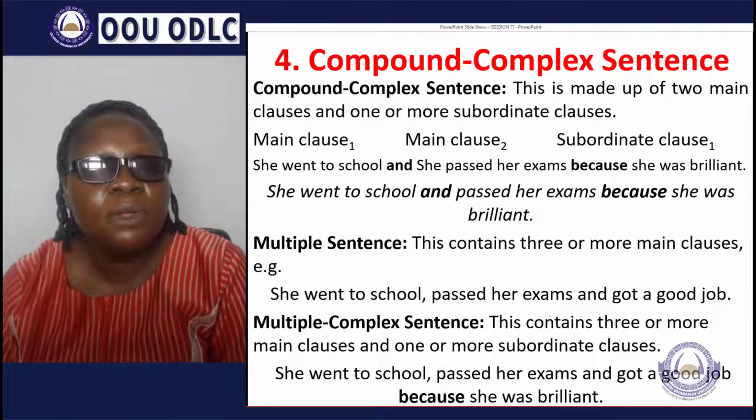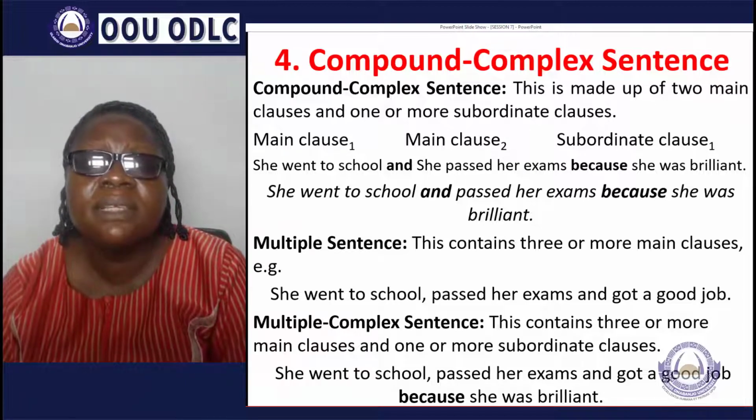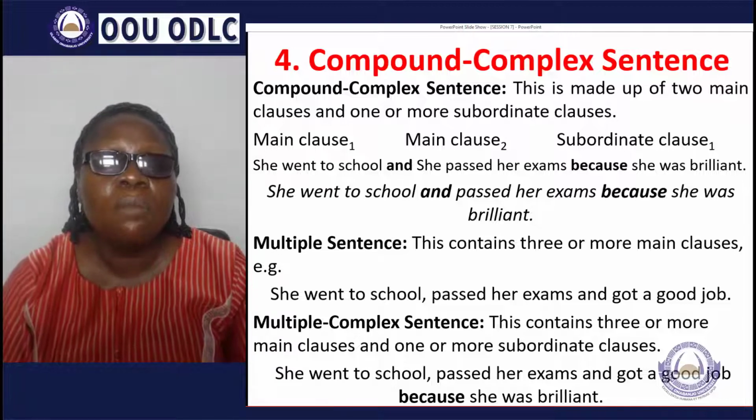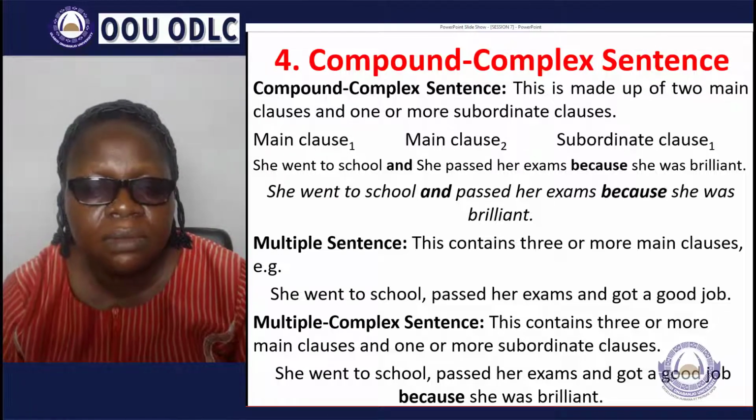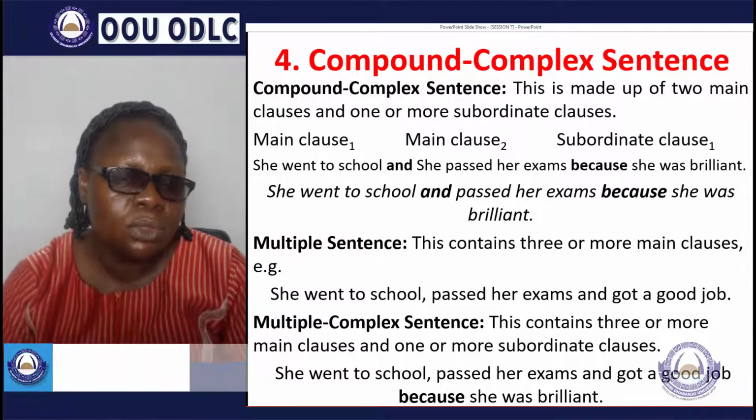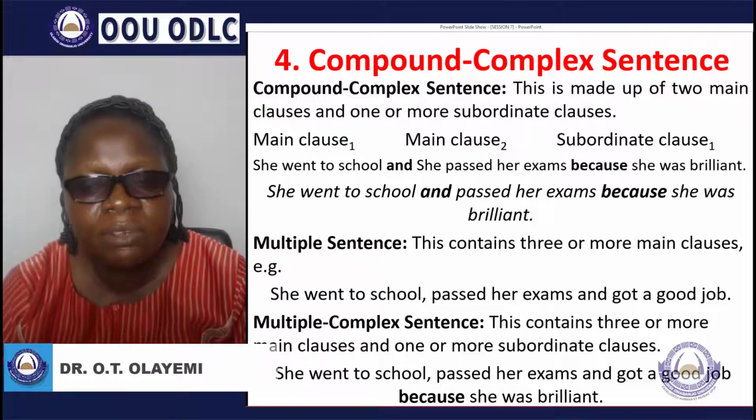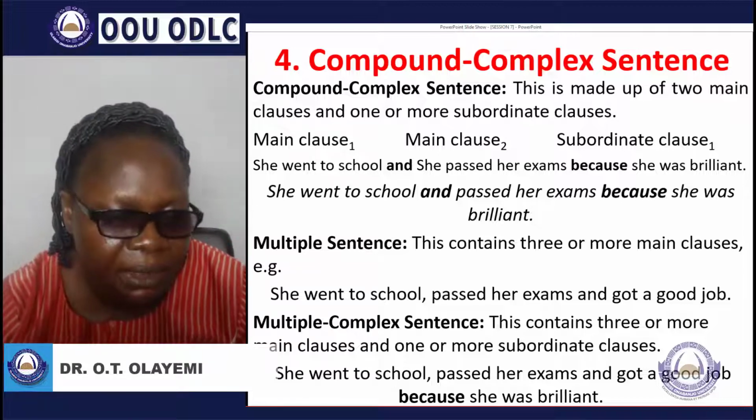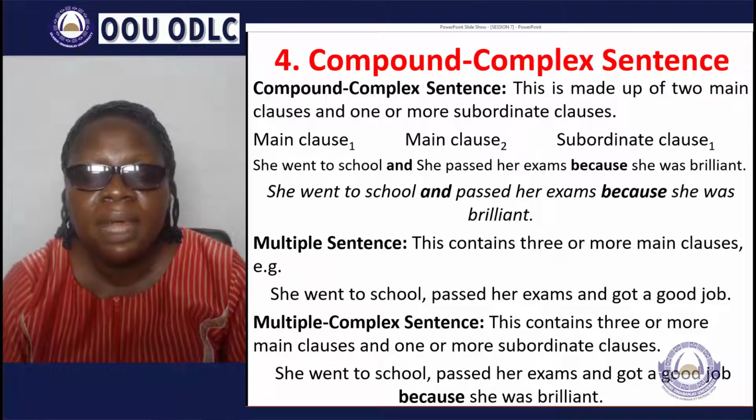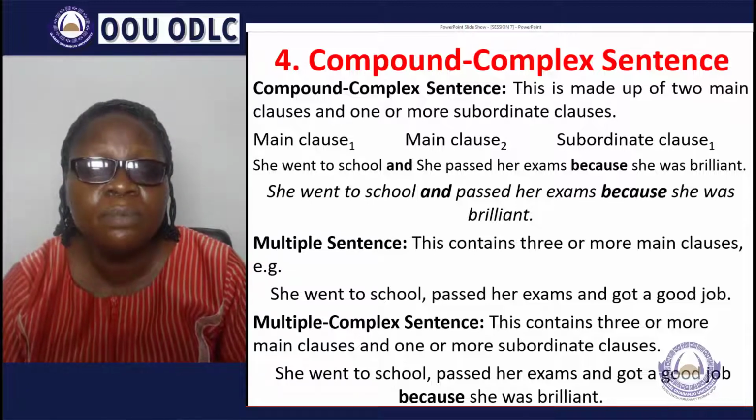Now, let's talk about number 4, compound complex sentence. The compound complex sentence is made up of two main clauses and one or more subordinate clauses. We have main clause 1, she went to school. Then we have main clause 2, she passed her exams. And then we have the subordinate clause, because she was brilliant.